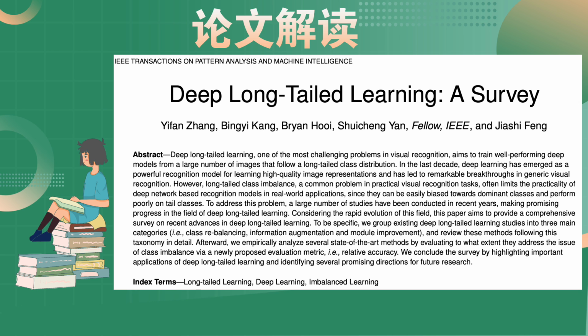The third major category is module improvement. Module improvement. So tinkering with the actual building blocks of the neural network itself. Exactly. Making specific parts of the architecture better suited to handle long-tailed data. This breaks down into improving representation learning, refining the classifier design, using decoupled training, and leveraging ensemble learning. Okay, let's start with representation learning.